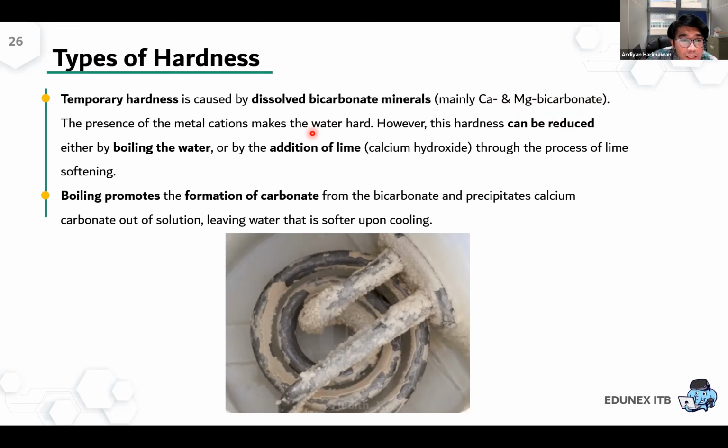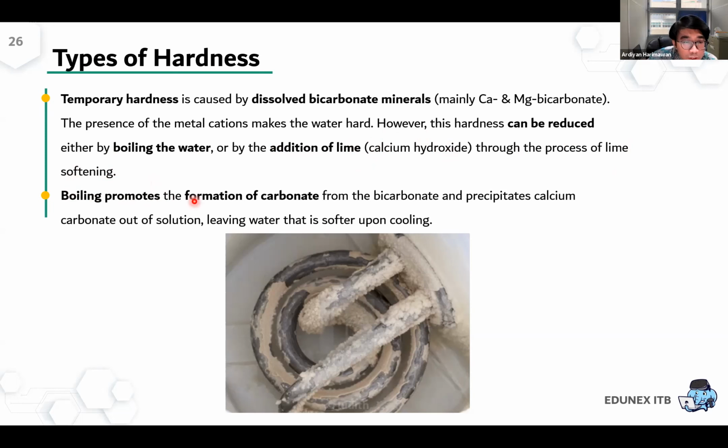Why do we call it temporary? Because we can reduce this hardness. I mean, normally, previously, you can treat it by using heating. Yeah, you can reduce the presence of the metal cations that make the water hard. This hardness can be reduced by either boiling the water or adding calcium hydroxide, lime. We call it lime softening.